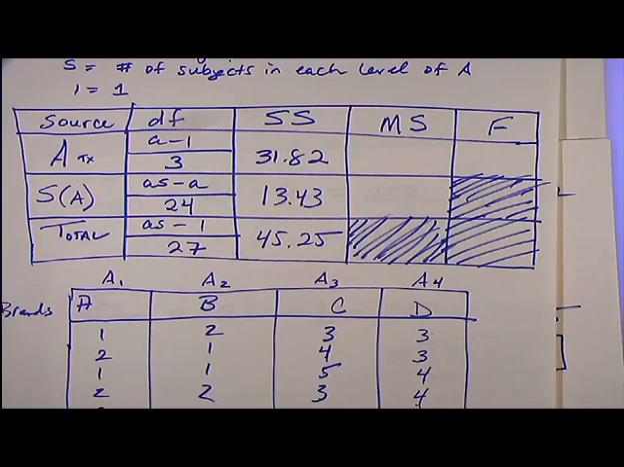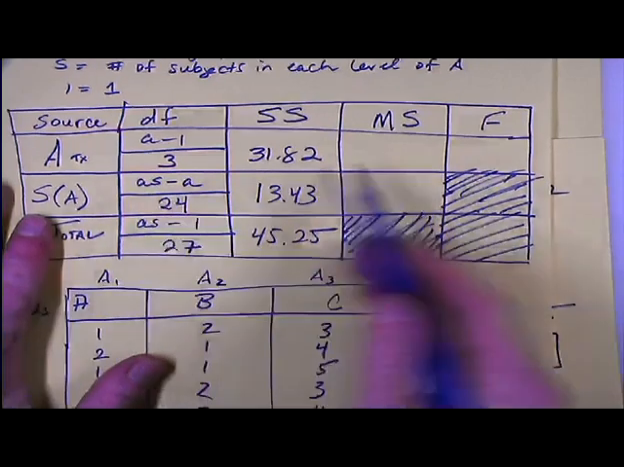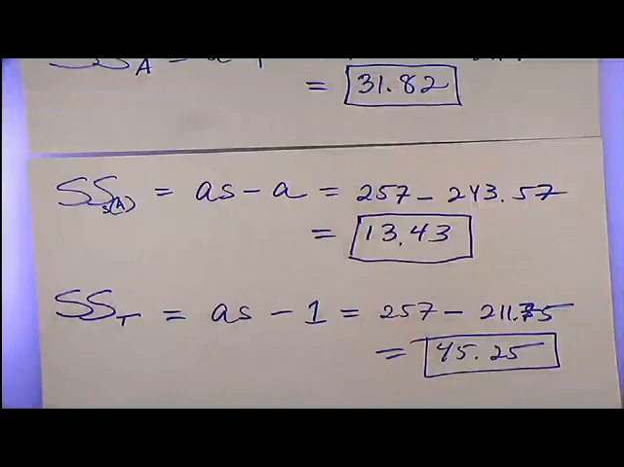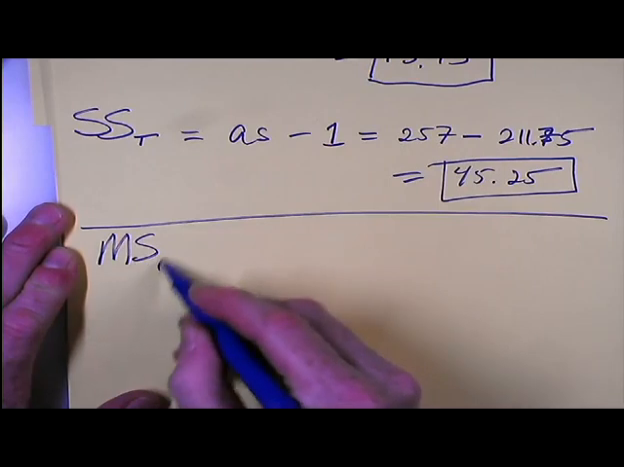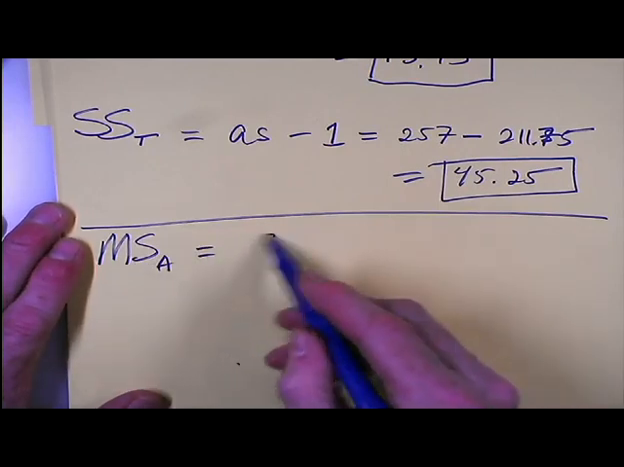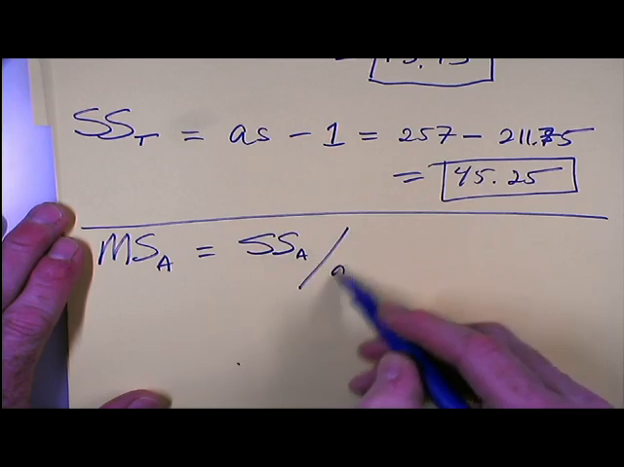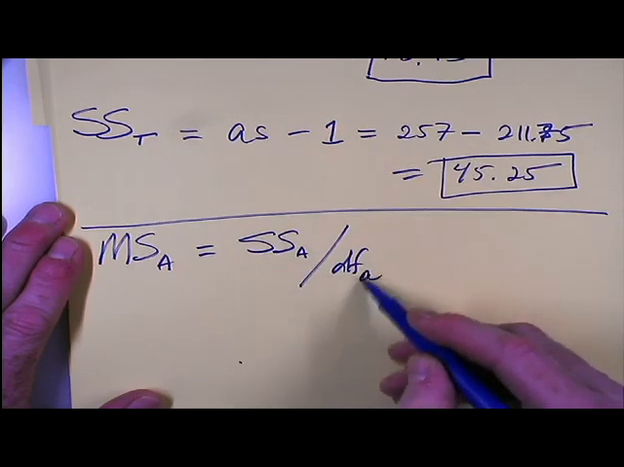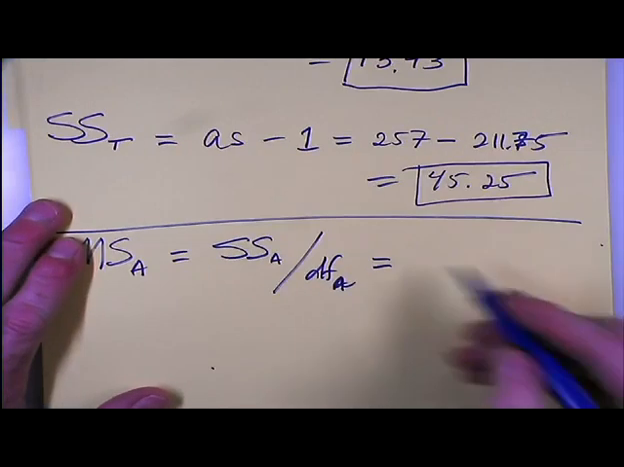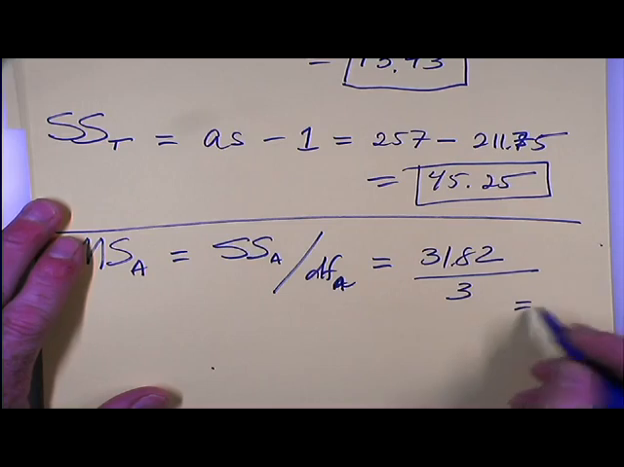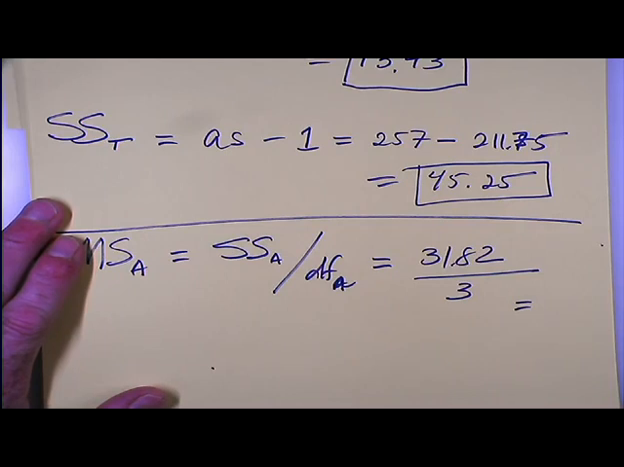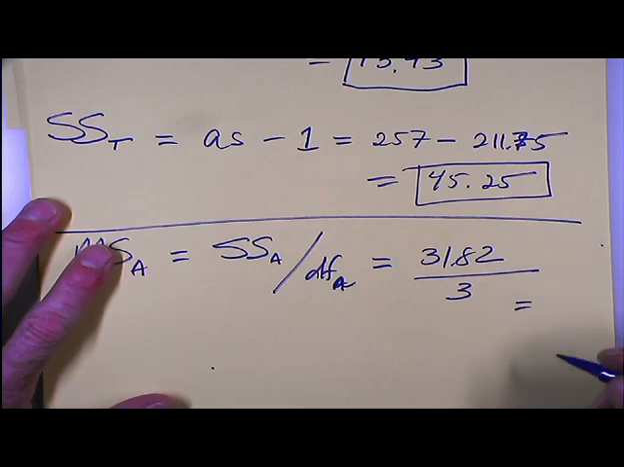Now, our mean squares formulas. Mean square for A equals the sum of squares A divided by the degrees of freedom for A. So 31.82 divided by 3 is 10.6066, so 10.61.